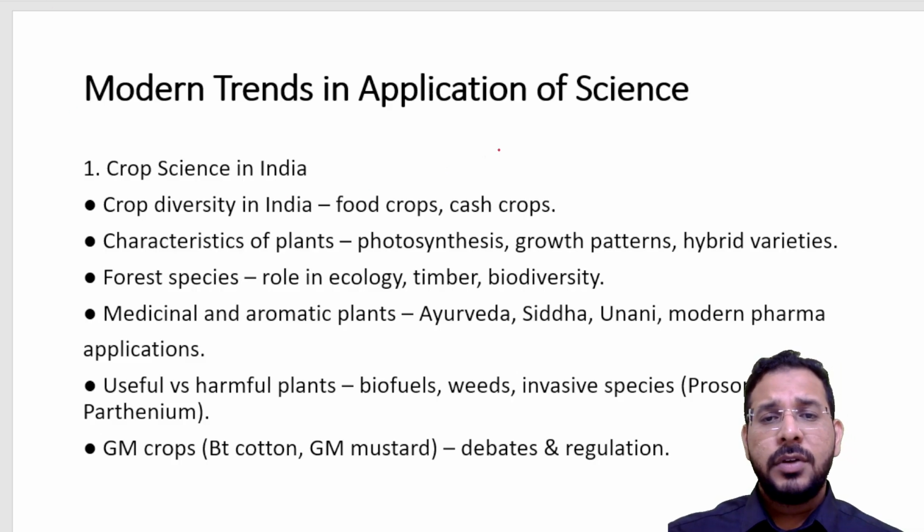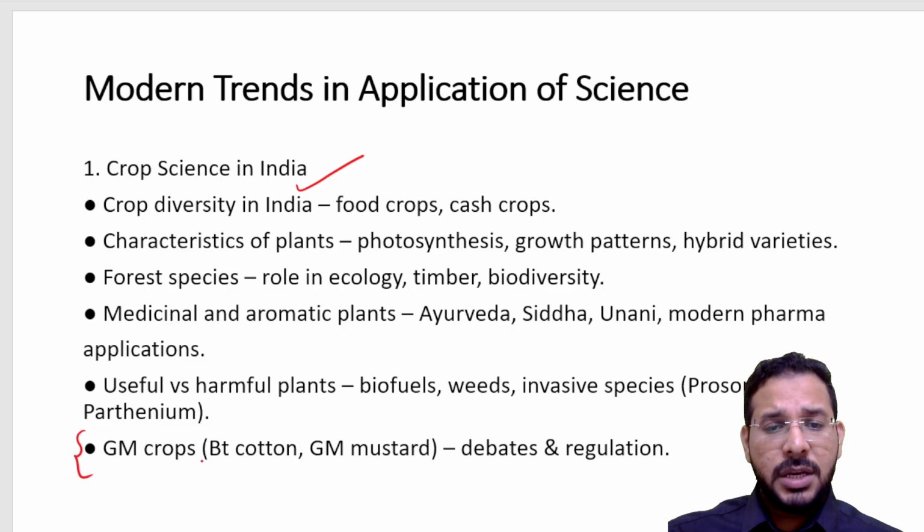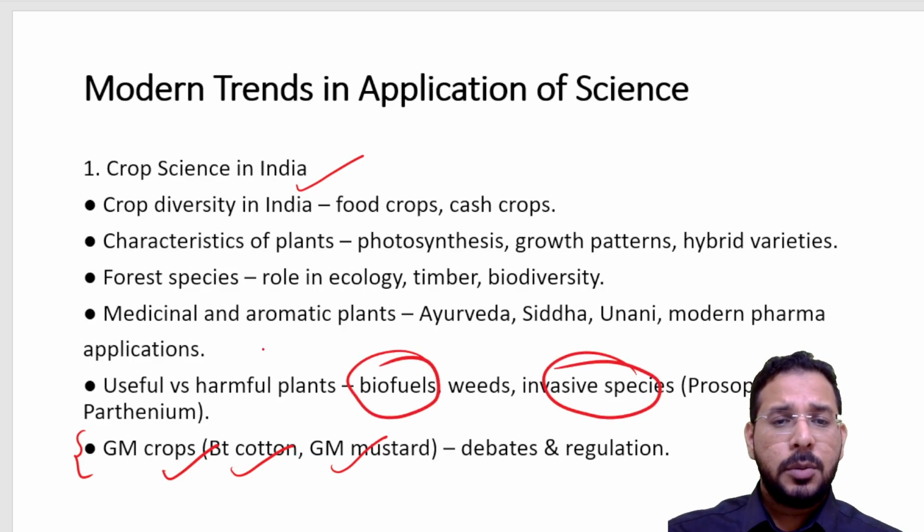And in case of the second part, in the science and technology, we have crop science. So crop science is mostly important for group 1 students. Group 2 students have to focus on these GM crops like BT cotton, GM mustard, etc. They also have to learn about biofuels, invasive species, like these important topics you have to learn.